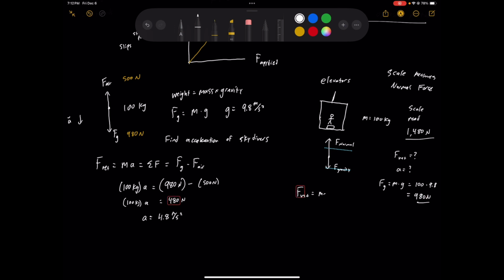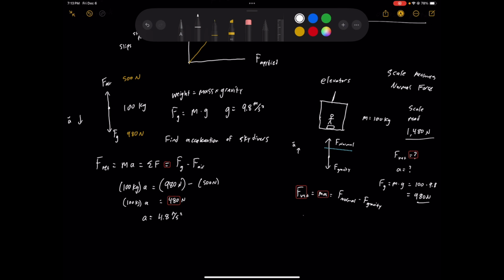So we know that that equals ma, and that is going to equal the normal force minus the force of gravity, right? So in this case, he's accelerating upward, right? So because the scale reads normal force, and the normal force is larger than the force of gravity, we're going to consider up to be positive. That's the direction of acceleration. That's the direction of the net force. And so the way I set up Newton's second law, I'm going to set it up as F normal minus F of gravity. That's going to equal the net force of this person.